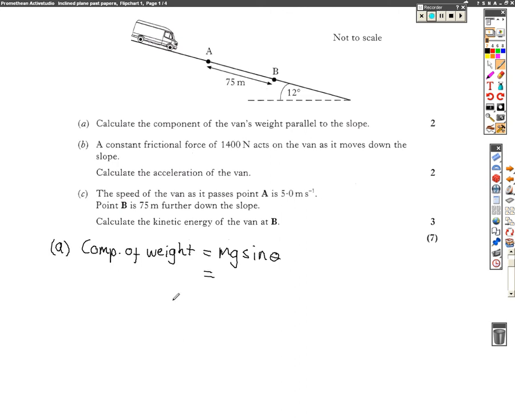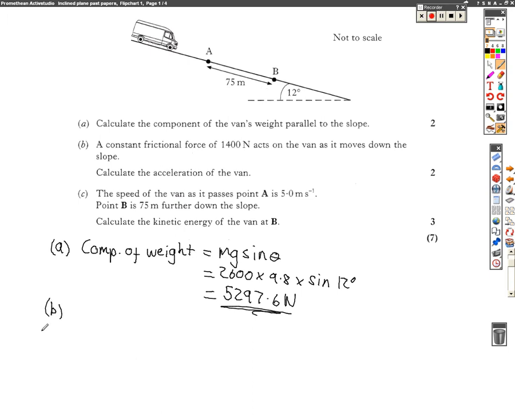So this basically tells us the force that is causing that mass, or the van in this case, to go down the slope. So its mass here is 2,600 as given in the question. In fact, I shouldn't write kilograms there. 2,600 times 9.8 times sine 12 degrees. Calculate that out, it'll come out at 5,297.6 newtons. So that is the force that is causing that van to go down that slope.